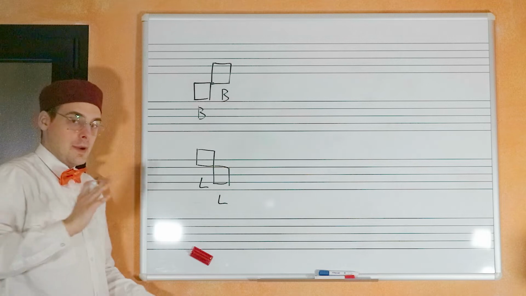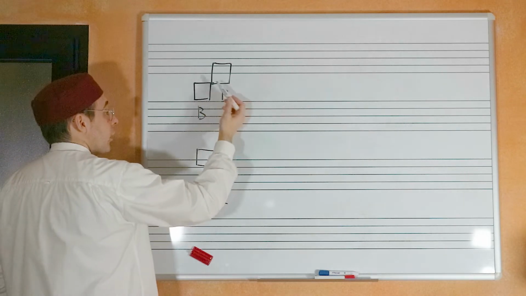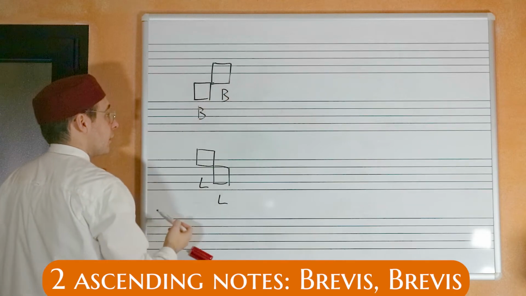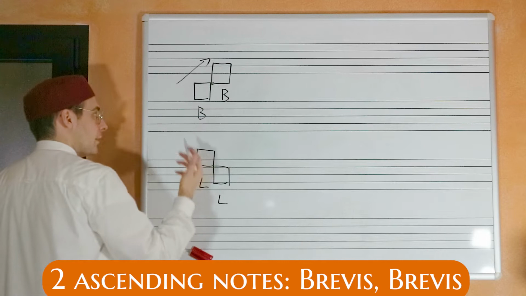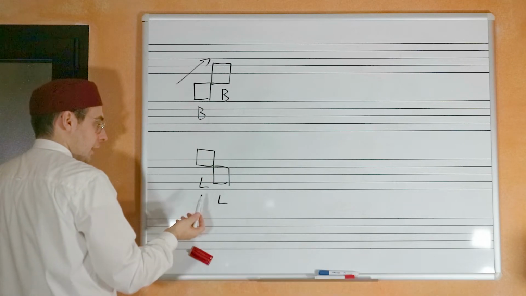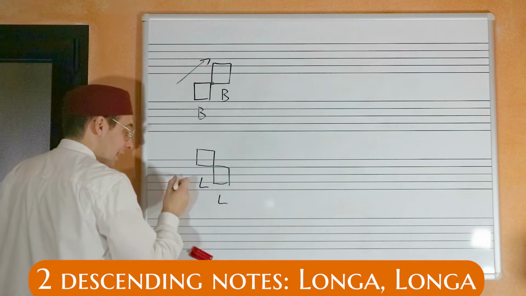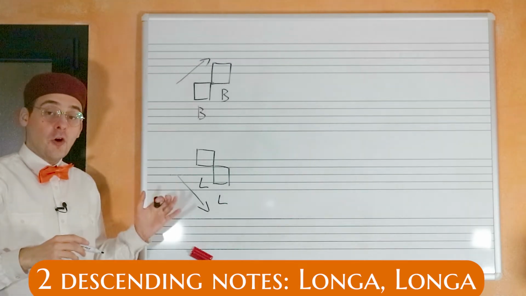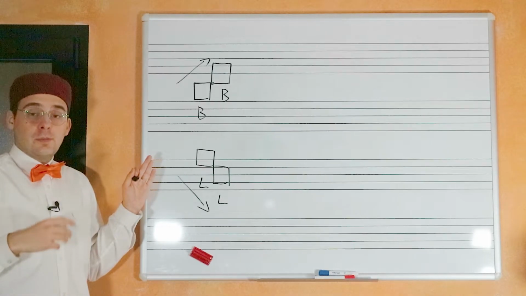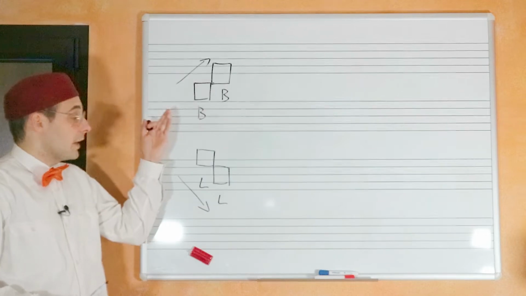So remember, when I meet a ligature that is composed of two ascending notes, they are brevis, brevis. I have to look at the direction. In the second case, two descending notes are longa, longa. Also in this case, I have to consider only the direction and not the form of the notes I explained to you in the first video. Now let's look at the first case.